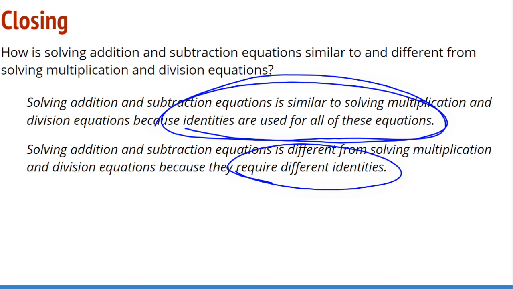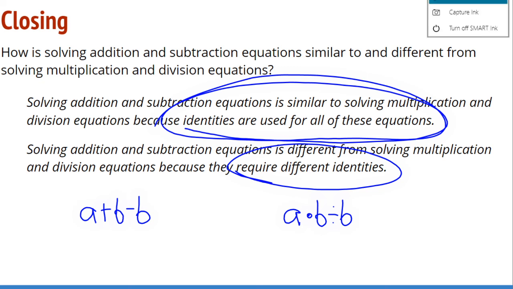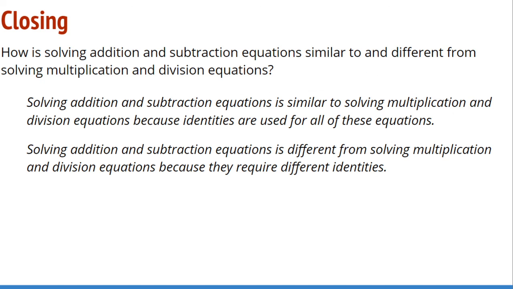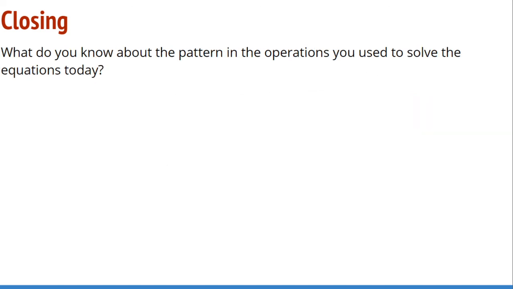It's not A plus B minus B. No, we're doing things like A multiplied by B divided by B. So we're using identities, but we are using different identities, which is why we had 4 different lessons about these identities. So what do you know about the pattern and the operations you used to solve the equations today? So what did you notice as you looked at these? Pause and think about that for a second.